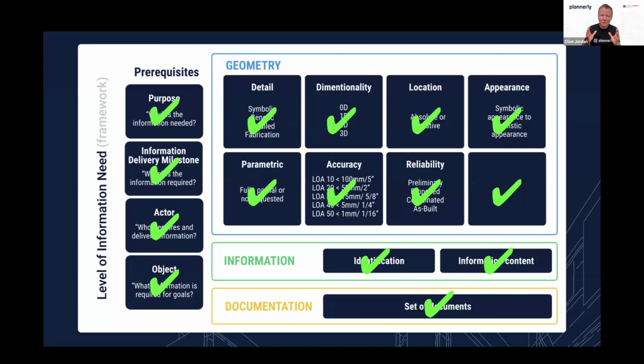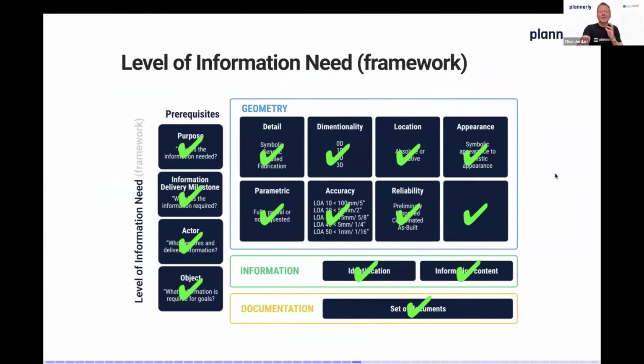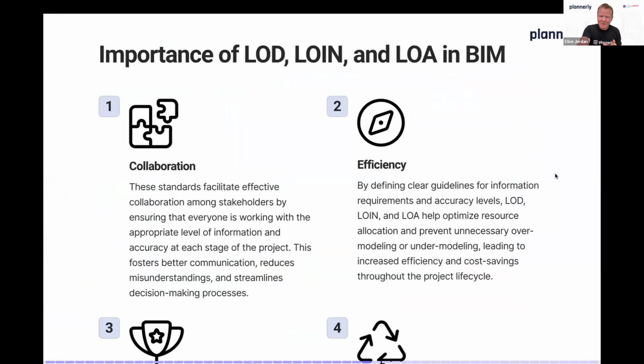So level of information need is this all-encompassing framework that starts to add the requirements for what the level of development is, what the accuracy is, and really everything from what is defined to what it's going to be used for, to what information is required, what documentation would come out of that process as well. So that's the level of information need framework.